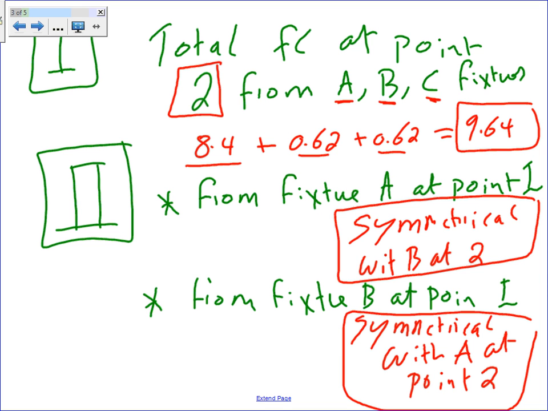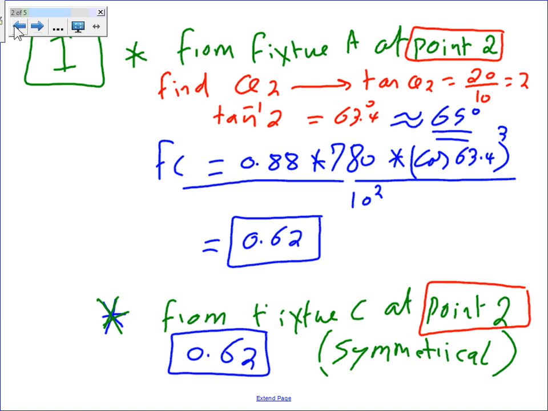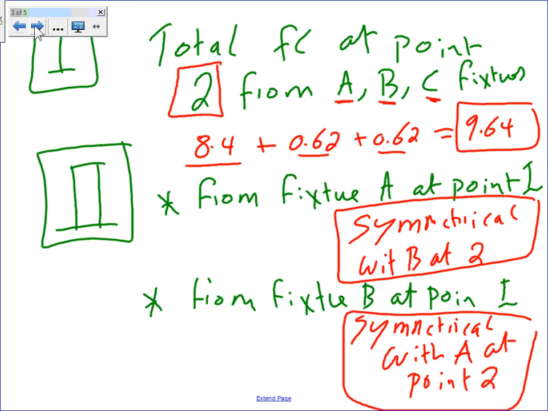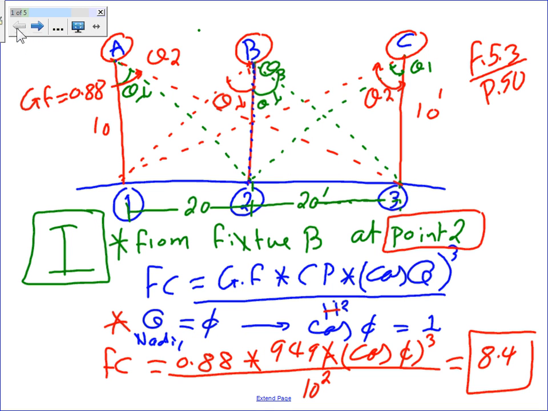Straightforward, right? Okay, let's go to point 1. We did the calculation at point 2. Let's go where point 1 is located. Here's point 1. From A to 1 and B to 1, we already did that. So let's go.